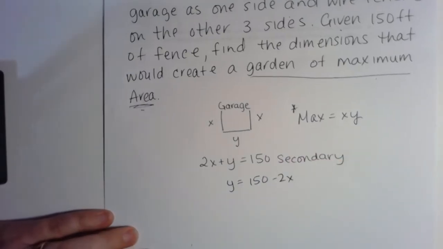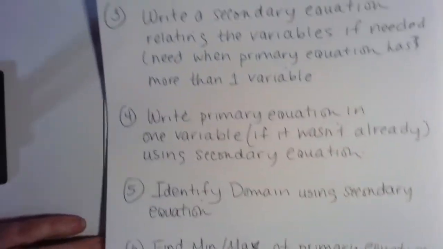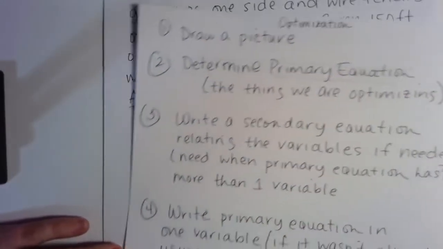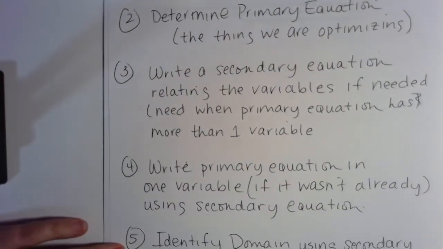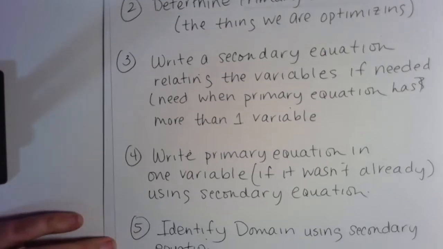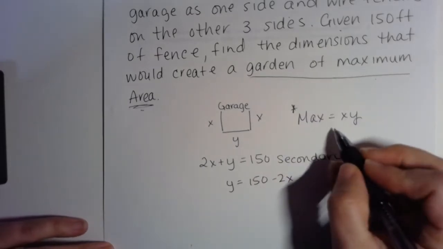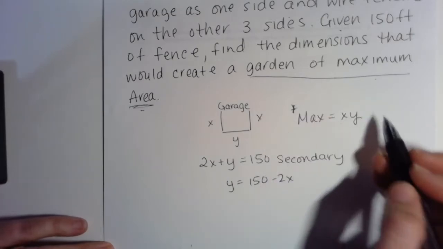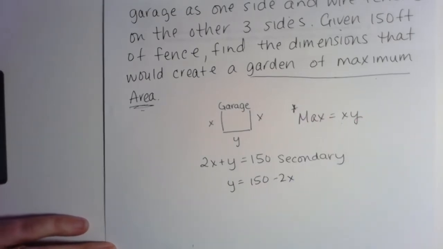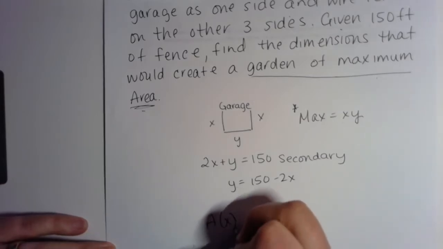Okay, so now the next part is to write the primary equation. So this is number 4. We've drawn the picture, we've determined a primary equation, we've written a secondary equation, and now we're going to write the primary equation in one variable if it wasn't already, using the second equation. This is the thing we want to do all the calculus with, but we don't know how to do multivariable calculus, so I need one variable. So basically I'm going to write this as my A of x function, for area.